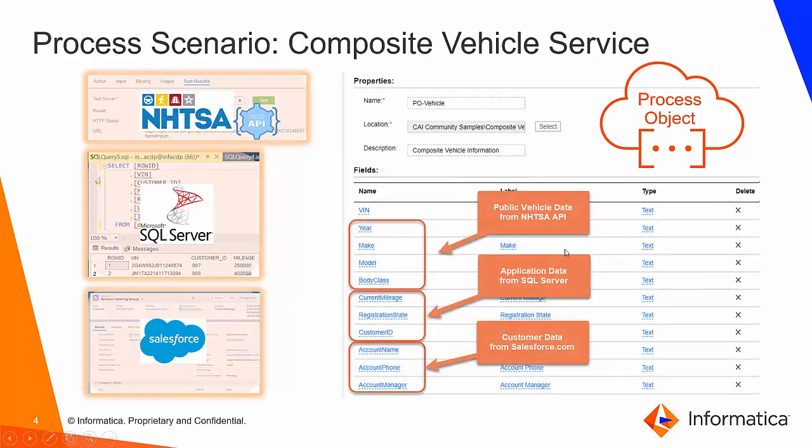But ultimately, these things are going to be coming from different sources, and we're actually going to populate this process object from the data in these three different sources. So the year, make, model, and body class are going to come from the National Highway Traffic Safety Administration. The current mileage and registration state are going to come from the SQL Server. And then we're going to use this customer ID that's in the SQL Server to query Salesforce in order to get the account name, phone, and manager.